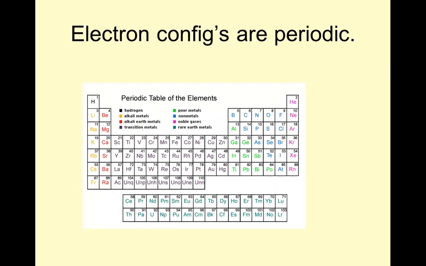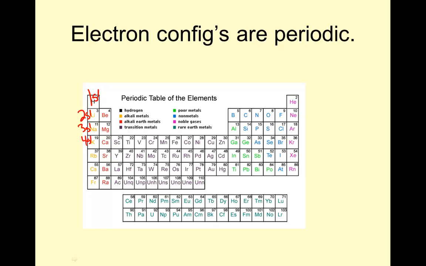Electron configurations are periodic. So what I'm going to do is write right here. Hydrogen ends in 1s1. Lithium ends in 2s1. Sodium ends in 3s1. Potassium ends in 4s1. Periodic. Look, it's going to end in s1, s1, s1, s1.